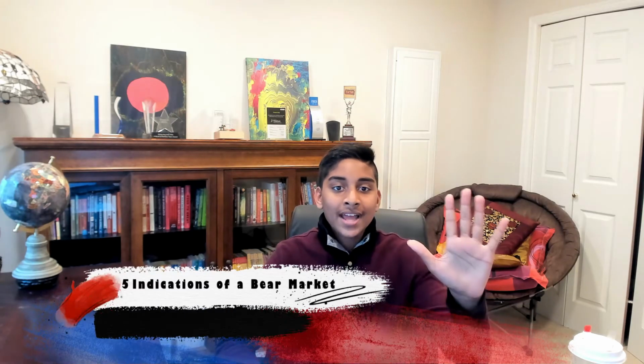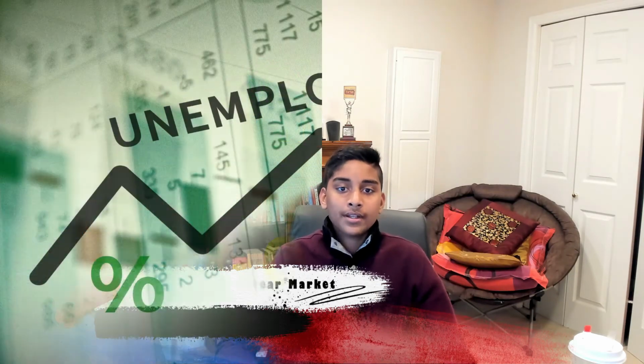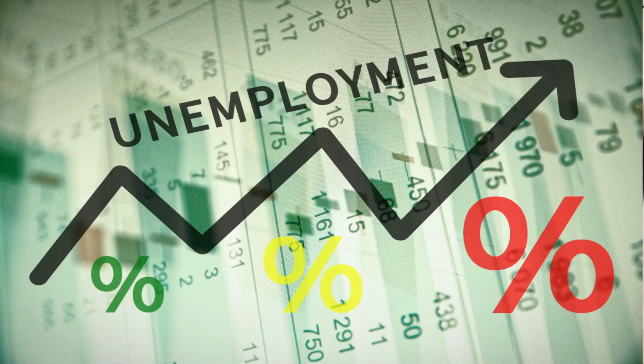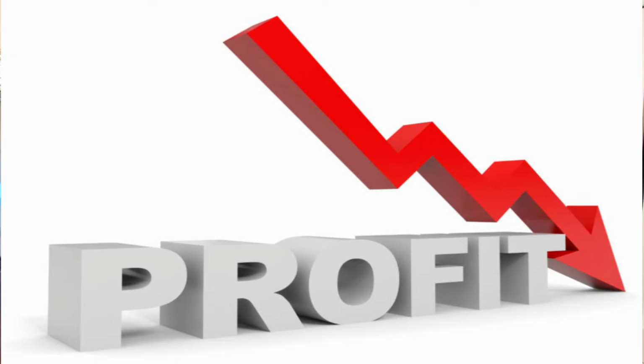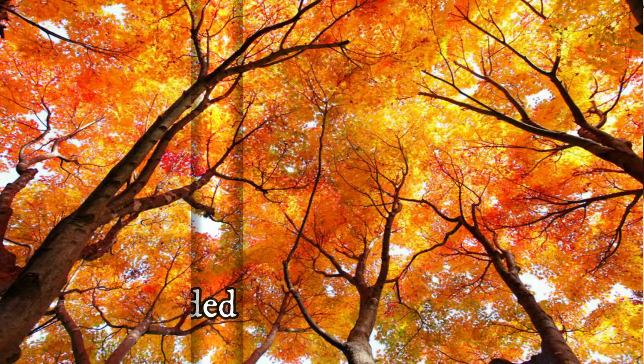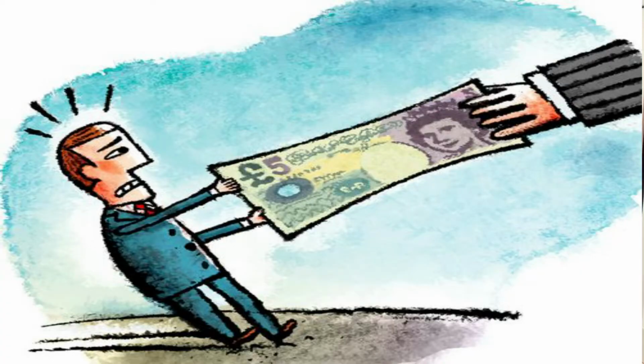These are the 5 indications of a bear market. Number 1, a high rate of unemployment. Number 2, a very slow economy. Number 3, companies losing profits. Number 4, a large fall in stock prices. And finally, number 5, drastic changes in government tax.